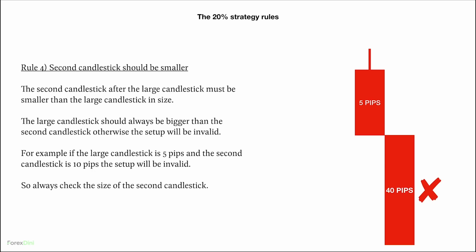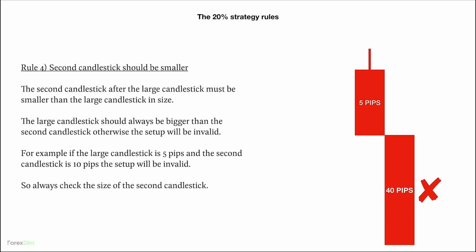Rule number 4, second candlestick should be smaller. The second candlestick after the large candlestick must be smaller than the large candlestick in size. The large candlestick should always be bigger than the second candlestick, otherwise the setup will be invalid. For example, if the large candlestick is 5 pips and the second candlestick is 10 pips, the setup will be invalid. So always check the size of the second candlestick.